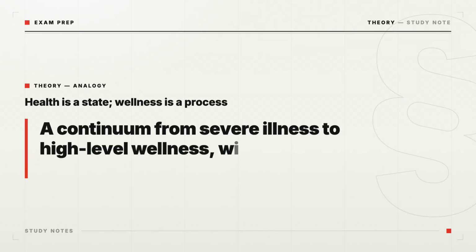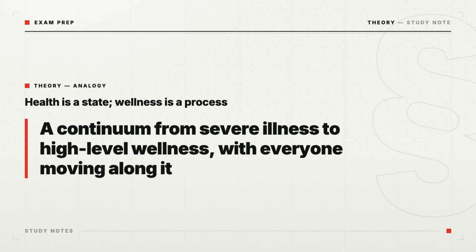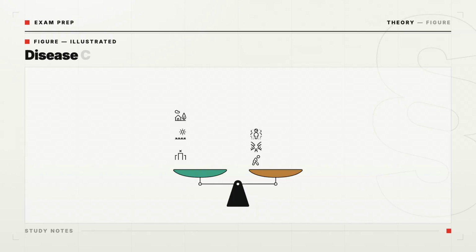Wellness is the active, deliberate pursuit of choices toward a healthy life, while health is a state you occupy at any given moment. Picture a continuum stretching from severe illness to high-level wellness, where every person and population sits somewhere and can move in either direction.